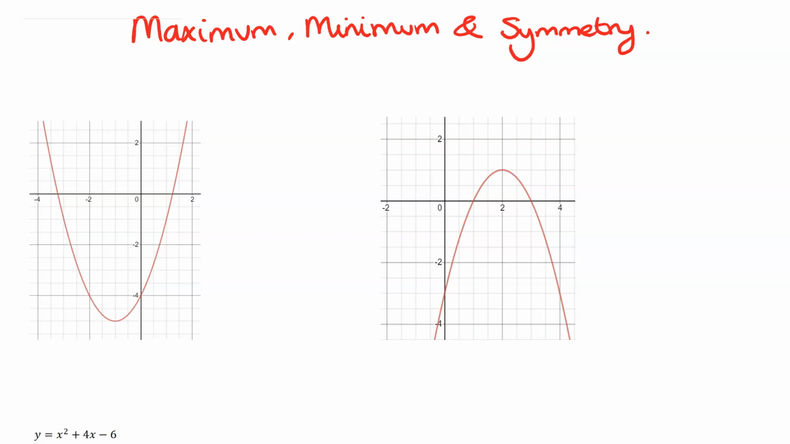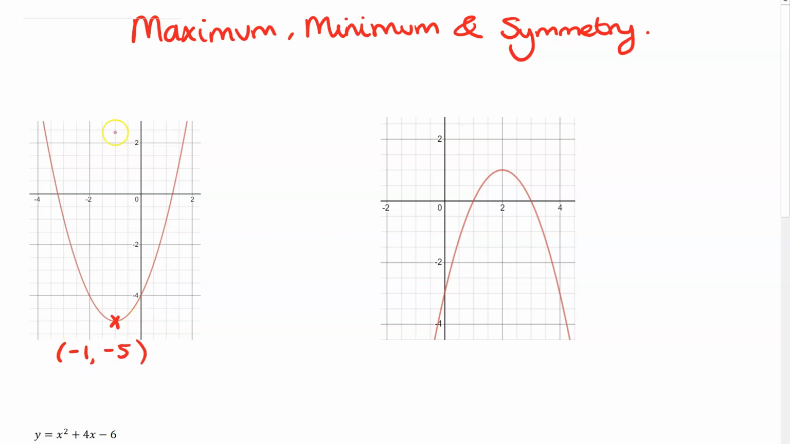Hi guys and girls, I've got a video here for you: finding the maximum or minimum points of a parabola and how to find its line of symmetry. Now when you've got the diagram in front of you, it's obviously very easy. The minimum on this point is down here, so the coordinate of that minimum is -1, -5.